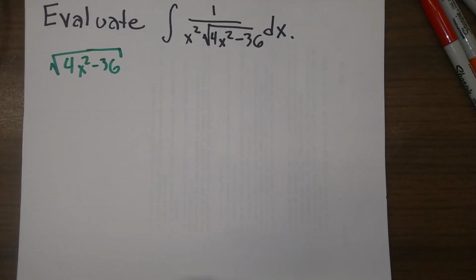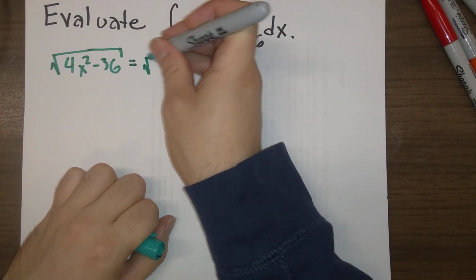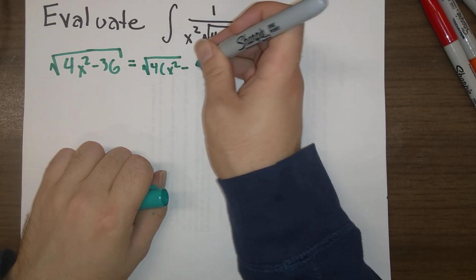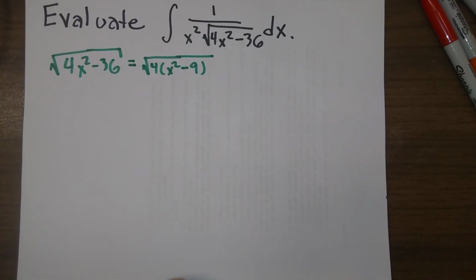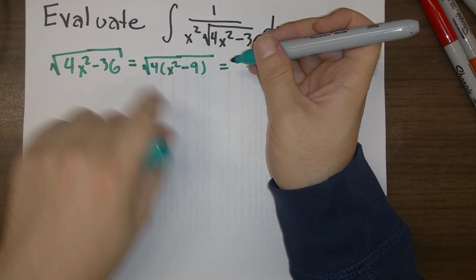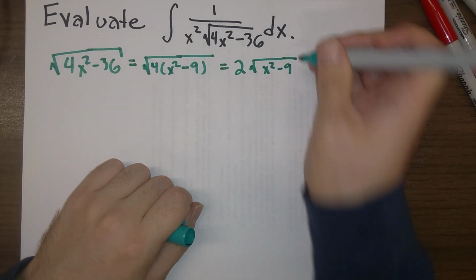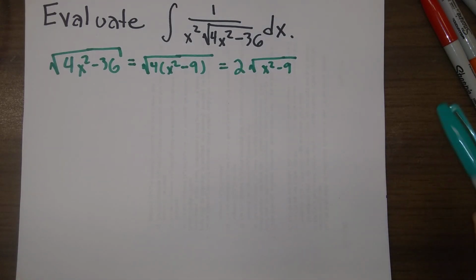But we should do a little bit of algebra here. We can factor out a 4, and that will make it look more like what we want. Moving that 4 outside the square root will just give us a factor of 2. So really, the denominator has 2 times the square root of x squared minus 9 in it.